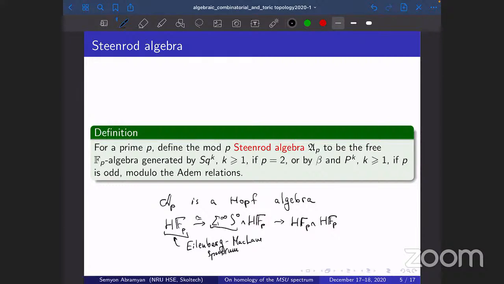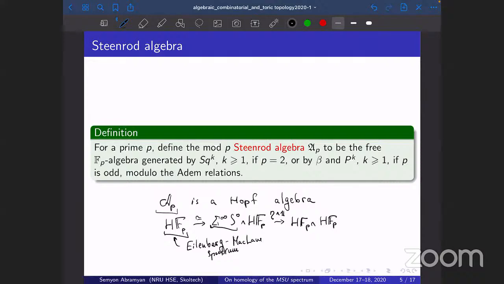And this is just the spectrum of spheres. So this is an equivalence, and this map is just the unit wedge identity. This composition induces the bialgebra structure on A_P, and there is an antipode, which is defined in the same way.